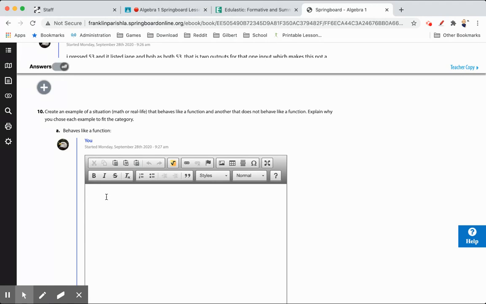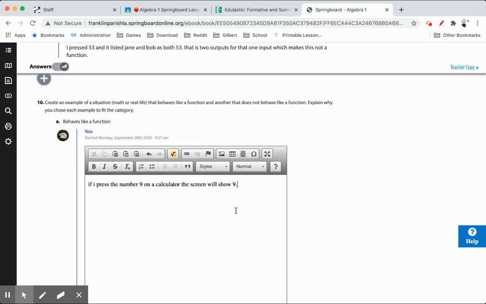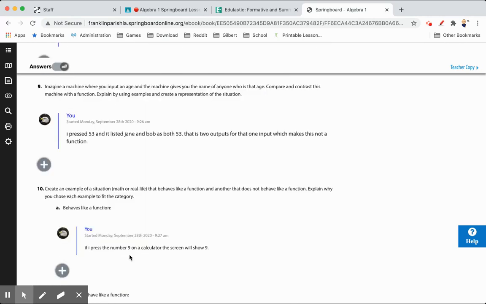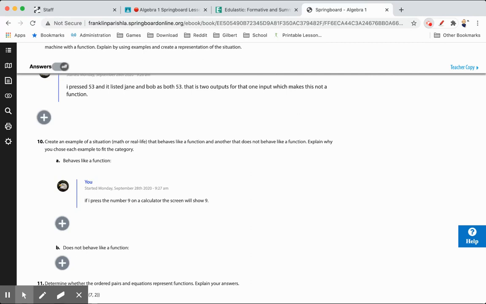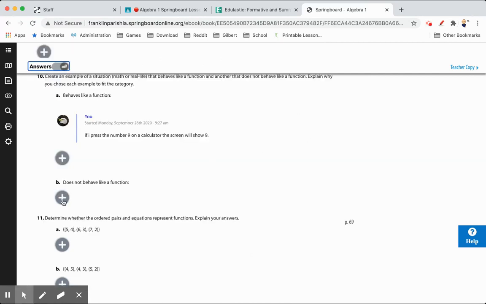Okay? Behaves like a function. If I press the number 9 on a calculator, the screen will show 9. Okay, if I press 9 on a calculator and it pops up, that's a function. Now let's see something that does not behave like a function.